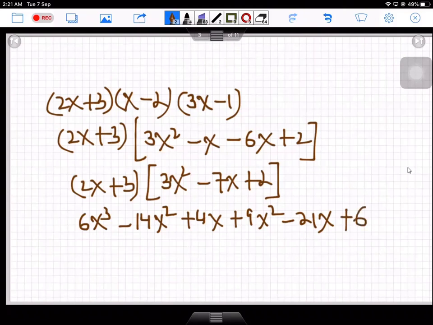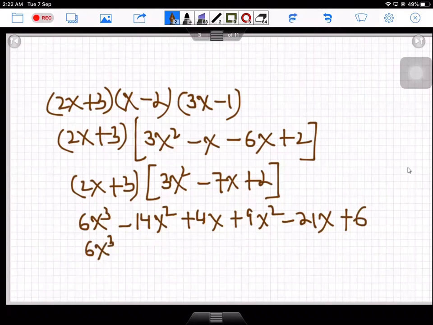Now we want to actually simplify this. As we can see, there are two terms related to x square, and two terms related to x. The constant term is alone, the x cube term is alone. Okay, so 6x cube and then minus 14 plus 9.